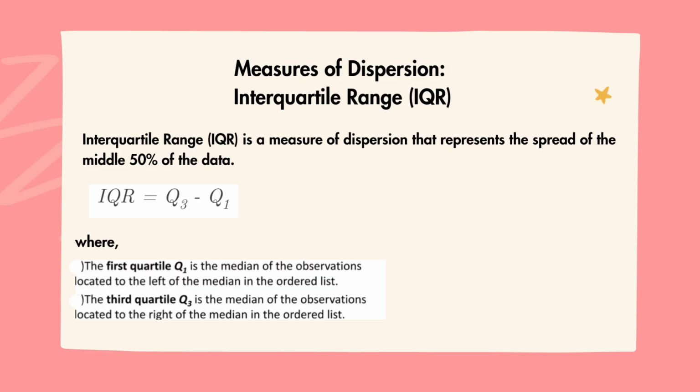of the data. Unlike range, IQR is not affected by extreme values or outliers. It is calculated using the formula IQR equals Q3 minus Q1, where Q1 is the first quartile, representing the 25th percentile, and Q3 is the third quartile, representing the 75th percentile. To find IQR, we first arrange the data in ascending order, then identify Q1 and Q3, and subtract Q1 from Q3. A larger IQR indicates greater variability in the central portion of the dataset.